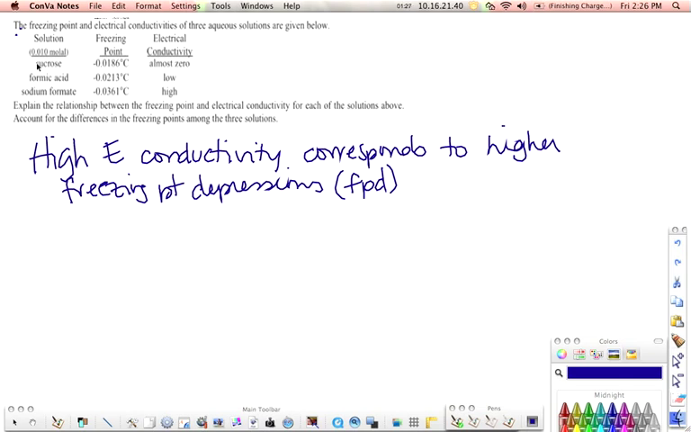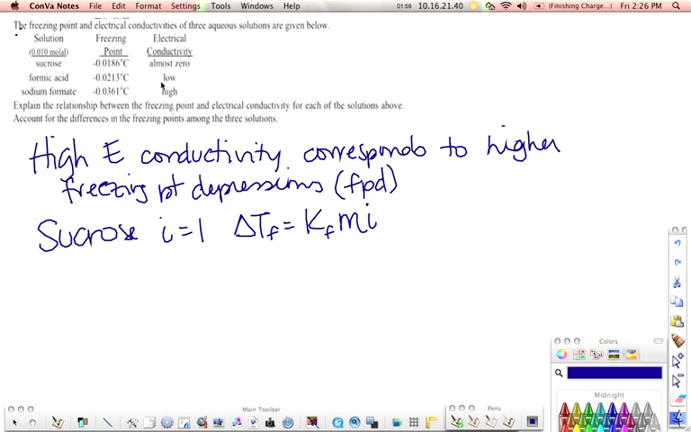And so the reason that sucrose is the lowest is because sucrose doesn't ionize. So it's going to have a Van't Hoff factor of just 1, which means, since the change in freezing point is equal to the freezing point constant times molality times i, this one having an i value of 1 means it's going to have, based on these guys, the lowest change in freezing point.